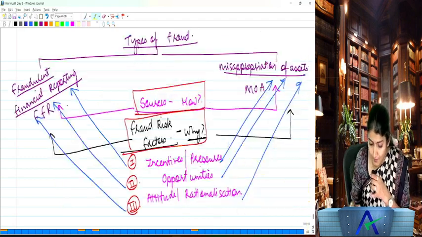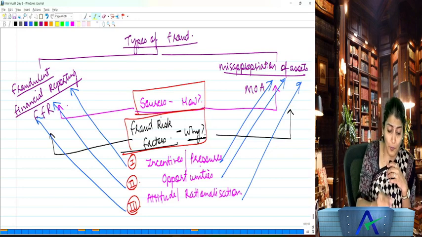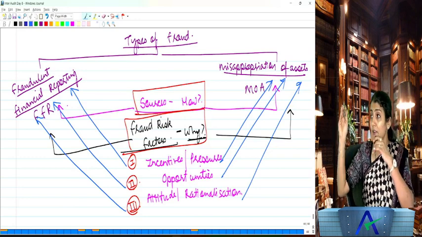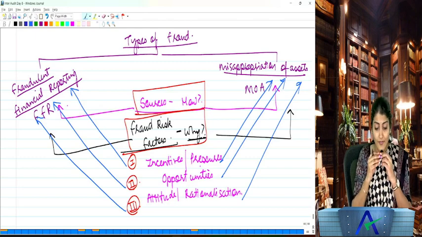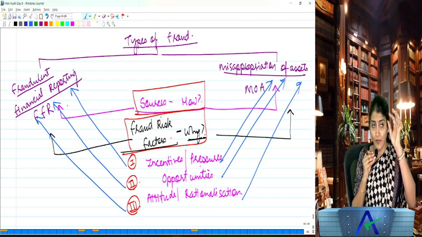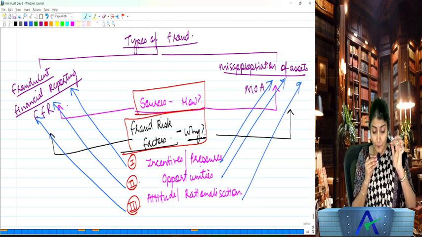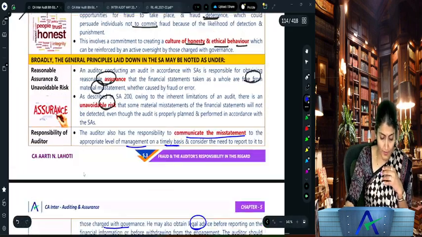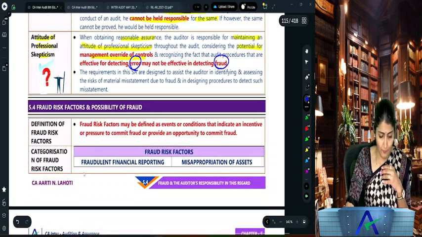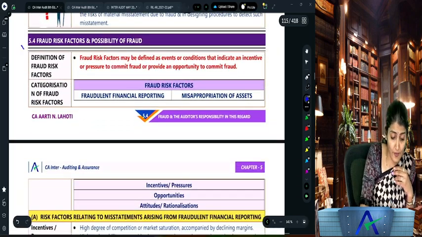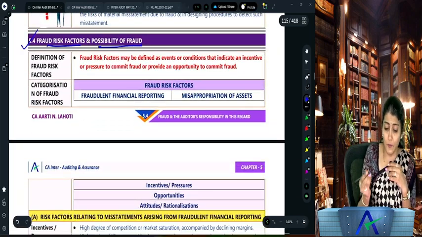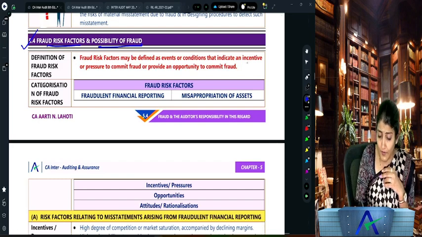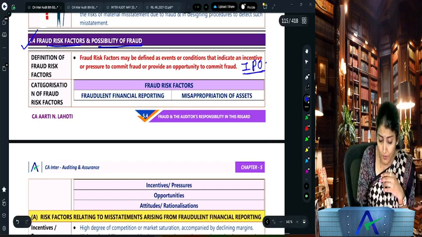So right now what I'm doing over here is the evaluation of the fraud risk factors. Are you understanding this chart, everyone? Yes, if you look at it in your textbooks, detection of fraud and error is a duty of the auditor, which we have already discussed. Now what does it say? Fraud risk factors and the possibility of fraud. What is a fraud risk factor? It gives the IPO, right?